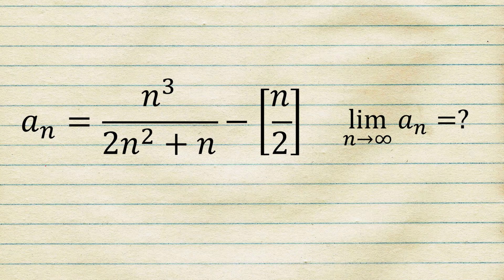Today we will examine the convergence or divergence of this sequence. As you can see, this sequence has a floor function part, which might get us into trouble. So we need to examine it carefully. Let's get to solve the problem.